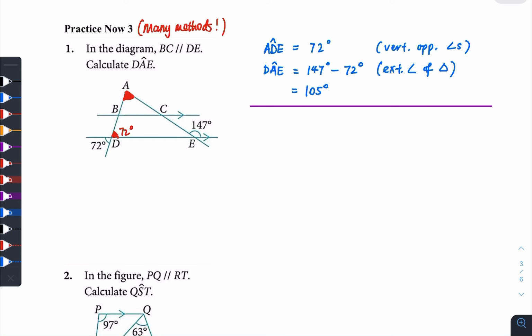So we write down the 72 first. Then we can write down 147 minus 72. So this plus this is 147. So 147 minus 72 will get me this angle.